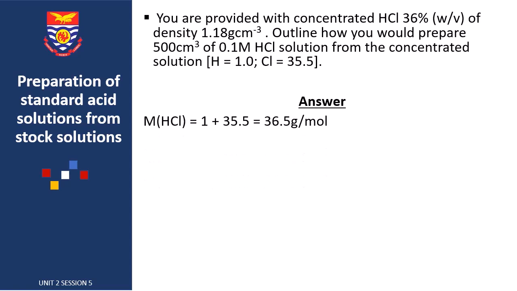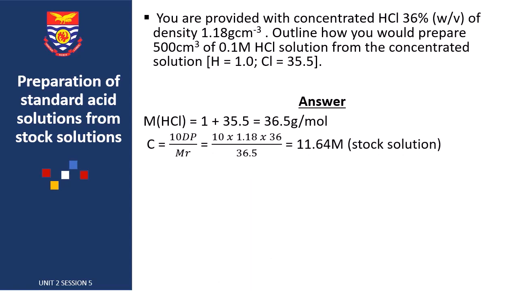And to do that, in the assay too, we were not given the molar mass, but since we know the chemical involved, which is hydrochloric acid, we can find its molar mass, and that is 36.5. Knowing the molar mass, we go for our relation. Concentration is equal to 10 times the density times percentage purity over the relative molecular mass. Then we put in our values. That gives us 11.64. So that stock solution, out of which we are going to pick a certain volume, has a concentration of 11.64.